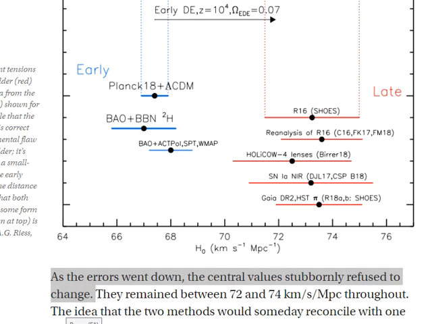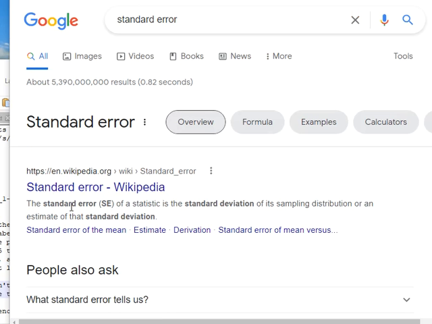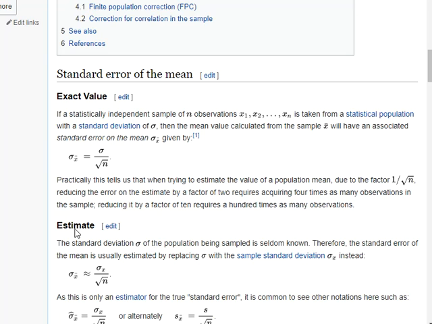Let me talk about two different equations, two formulas, and you can see both formulas described here. One of them is called the standard error of a statistic, and the other one is called the standard deviation of the statistic. The population standard error is equal to the population standard deviation over the square root of n.